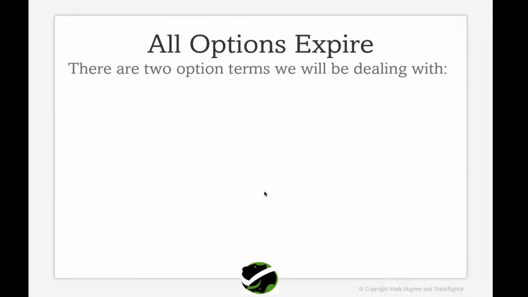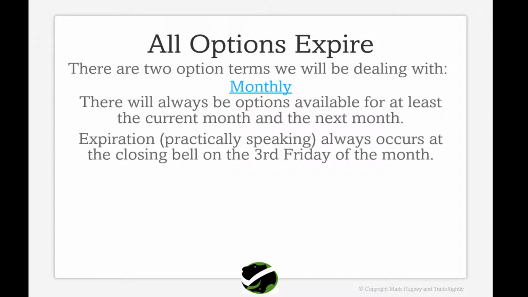So the first term that we are going to be talking about is monthly. And monthly options, they're the most commonly traded. There are always going to be options available at least for the current month and the next month. So when you log on to your broker software and you take a look at how the options are listed, there will always be options available for the month that you're in and the next month. There may very well be, and there will be, other time frames available too, but the monthlies are one of the ones that we're concerned with, so I just want to talk about how those are structured.